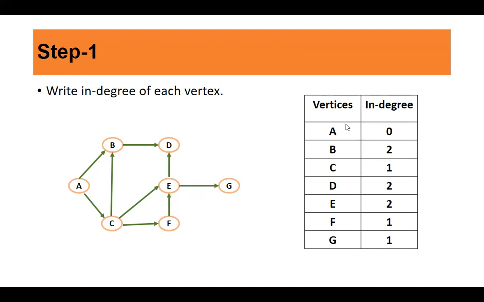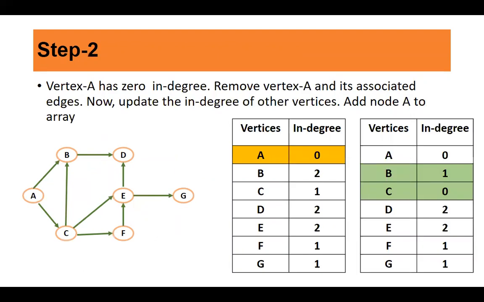So the first step, what we do is we create a table with the vertices and their in degrees. Now, next step is what? We select a vertex whose in degree is 0. Why in degree 0? Because it doesn't have any dependency. You can directly start from here. There's no arrow coming to A. So in degree is 0. So there's no dependency. This activity can start.